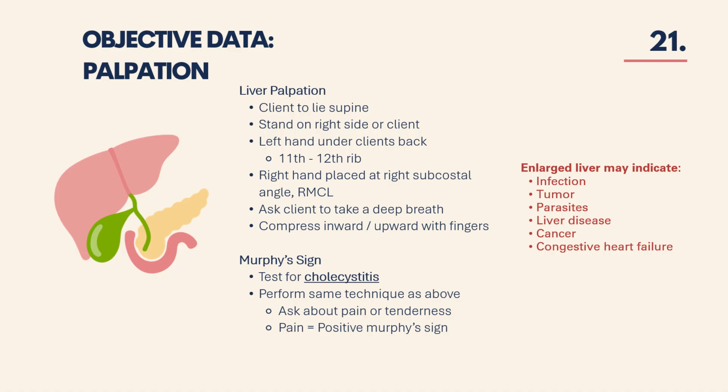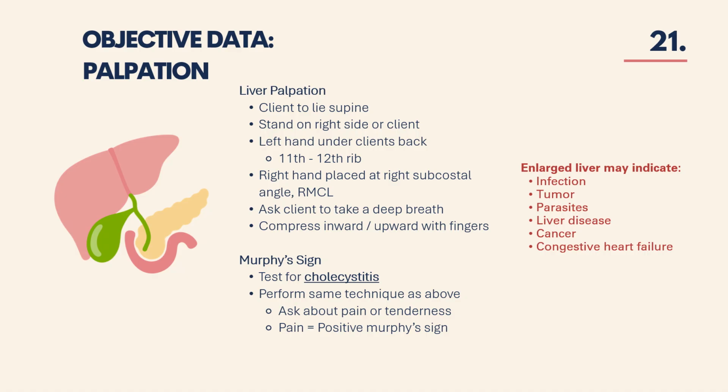So with this, you want to have them lie in a supine position. You will stand at the client's right side. You will put your left hand under their back at about their 11th or 12th rib. You'll utilize your right hand, place that at the right subcostal angle and right midclavicular line. You'll have them take a deep breath in. At that time, you will compress inward and up with your fingers. Then you'll have them exhale, and that is sometimes when you can, quote unquote, catch that liver.